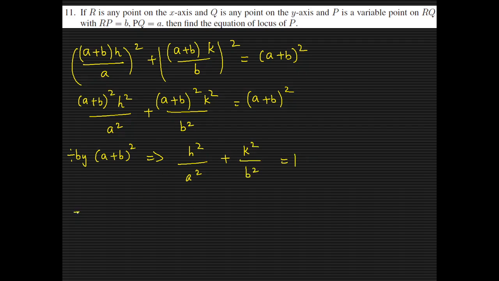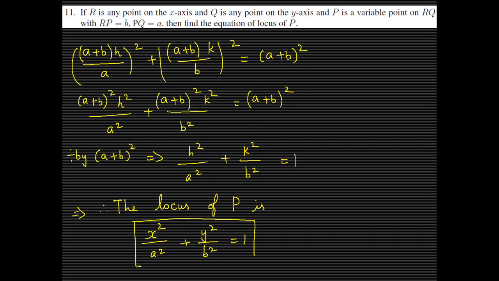So after this equation, what can we write? Therefore the locus of P is what? X square divided by A square plus Y square divided by B square, that is equal to 1. That means you have to replace H by X and K by Y. That's all. So this is our answer for the 11th question. Clear? Thank you.